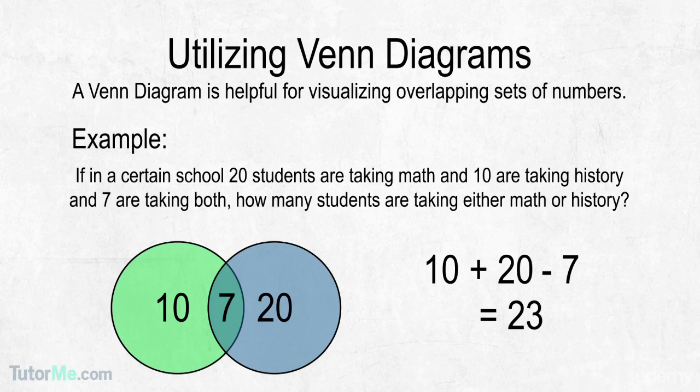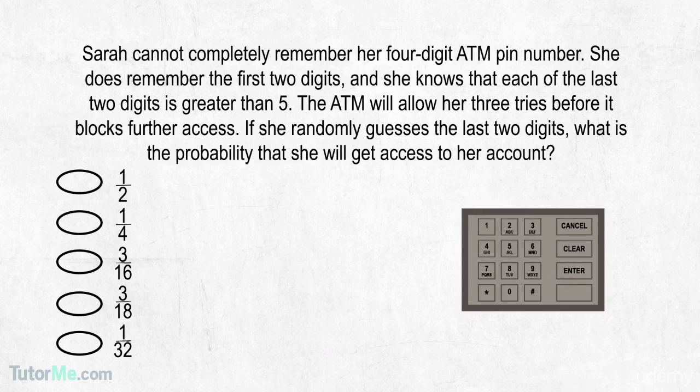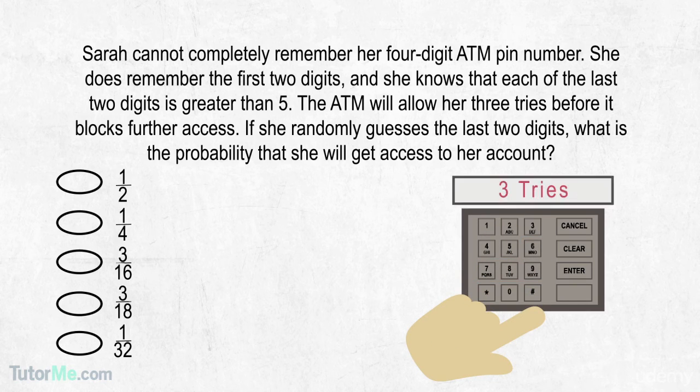Let's try an example problem. Sarah cannot completely remember her 4-digit ATM PIN number. She does remember the first 2 digits, but she knows that each of the last 2 digits is greater than 5. The ATM will allow her 3 tries before it blocks further access. If she randomly guesses the last 2 digits, what is the probability that she will get access to her account?